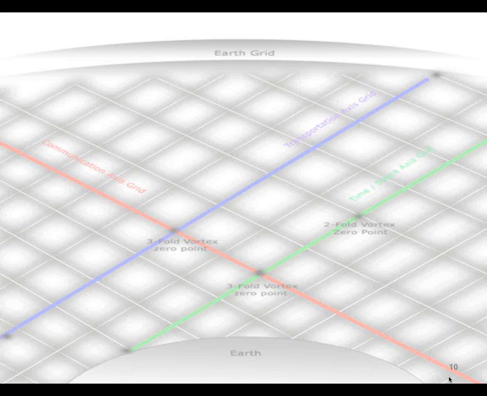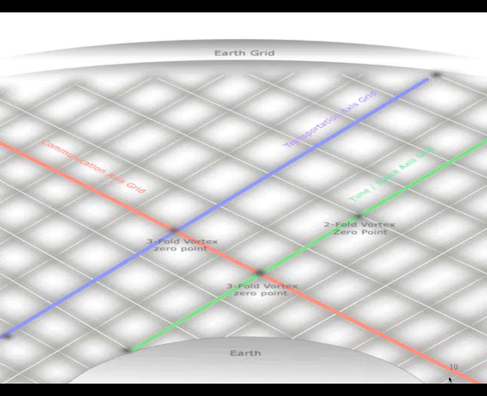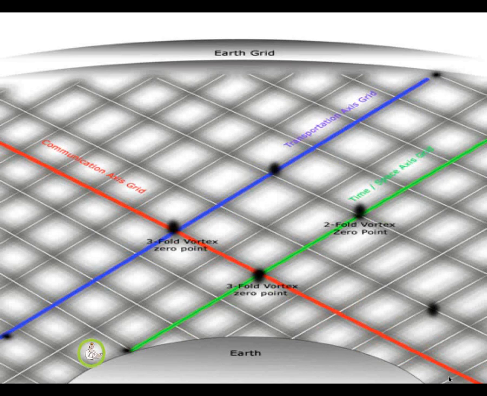And the way this works is that all of these grid systems are connected by 0 points. You see these dark spots at each corner. You see it says threefold vortex 0 point, or this one says twofold vortex 0 point. This means that this vortex 0 point is where two grid systems interconnect. It's like a subway station where two major lines connect. It's kind of like that.